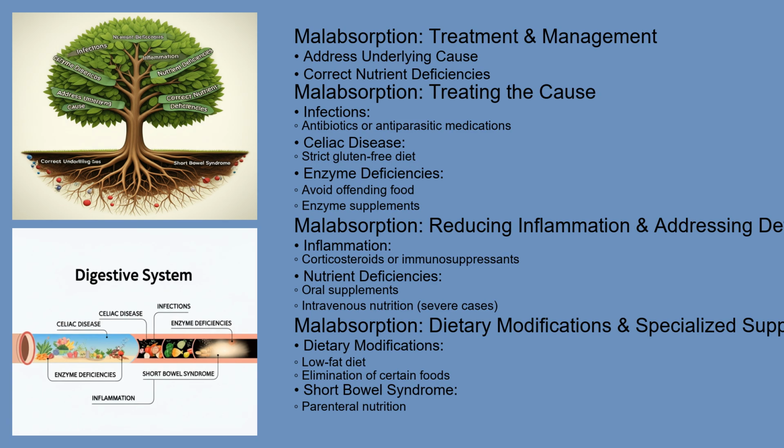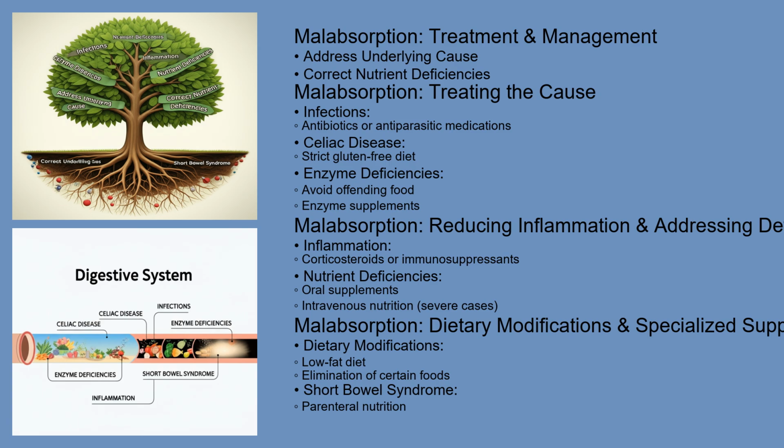Treatment and management of malabsorption focuses on addressing the underlying cause and correcting any nutrient deficiencies. If the cause is an infection, antibiotic or antiparasitic medications are prescribed. For conditions like celiac disease, a strict gluten-free diet is essential. Enzyme deficiencies, such as lactose intolerance, are managed by avoiding the offending food or using enzyme supplements.